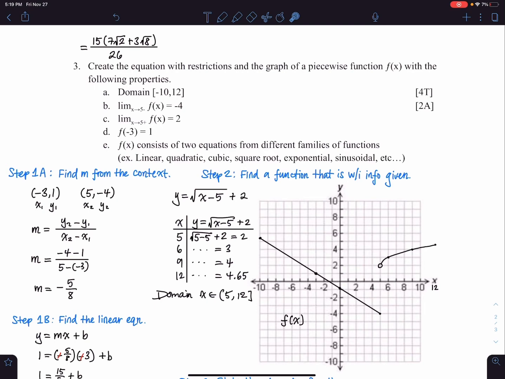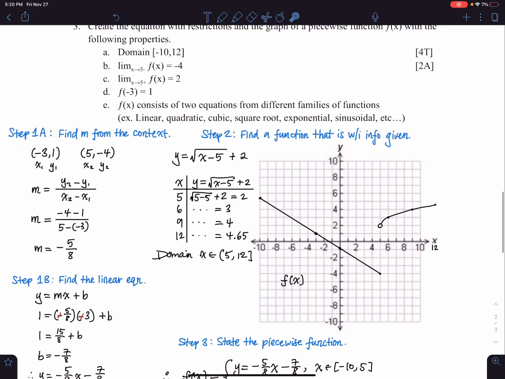And D, we want f of minus 3 to equal 1. And E, so we just want the function to consist of two different equations from different families of functions. So linear, quadratic, cubic, square root, exponential, sinusoidal, whatever you would like. So step 1 has two parts, A and B.